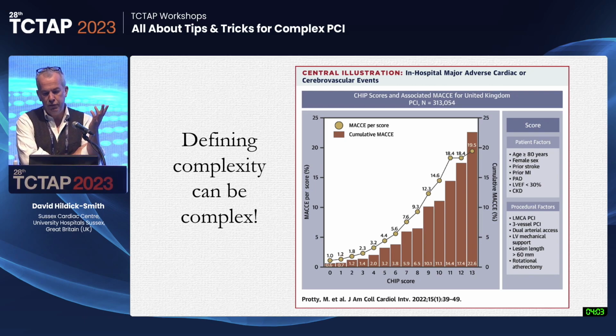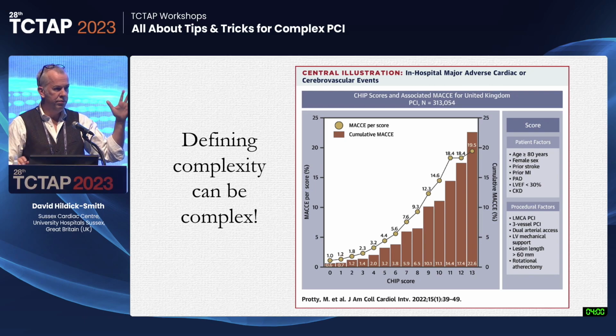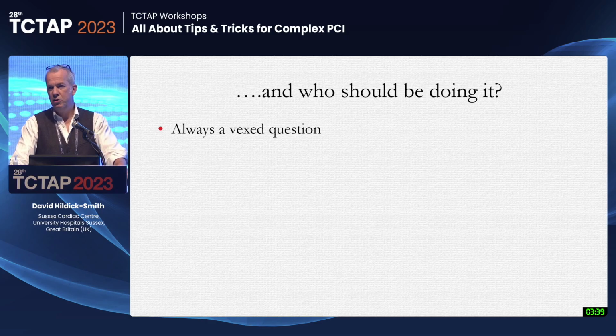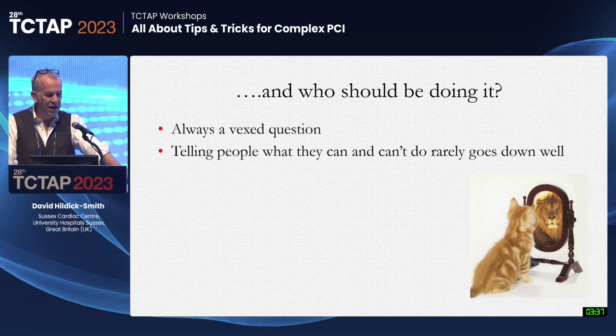Here's a paper from the UK taking all the data that's submitted annually into the BCIS database and looking at all these factors on the right-hand side from Mamas and his group, and identifying that actually the MACE rate, of course, goes up the more adverse factors you have. Who should be doing it, of course, is always a vexed question, because telling people what they can and can't do rarely goes down well, rarely fits with their perception, perhaps, of themselves.